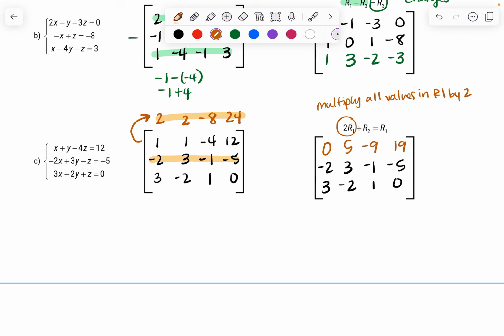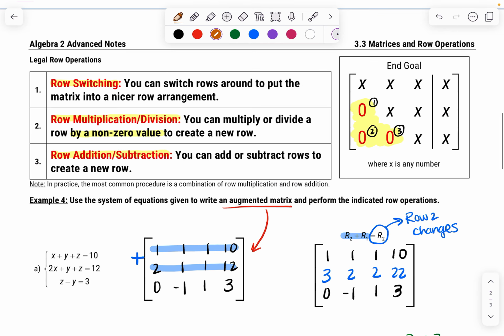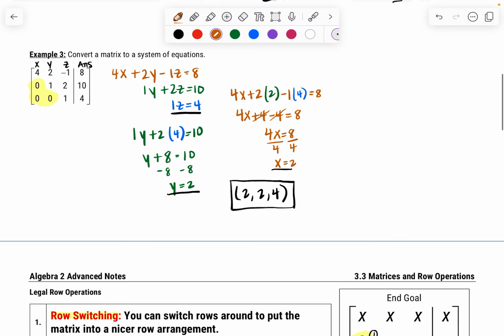So we are just going in and practicing these row operations so that when we get to our Gaussian elimination day, you can make these decisions yourself so that you make that end goal of the 3 zeros in the bottom left-hand corner, so that we can do something like example 3 and solve easily for x, y, and z.